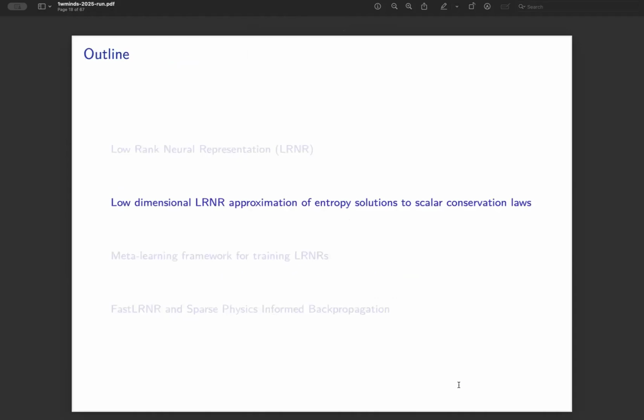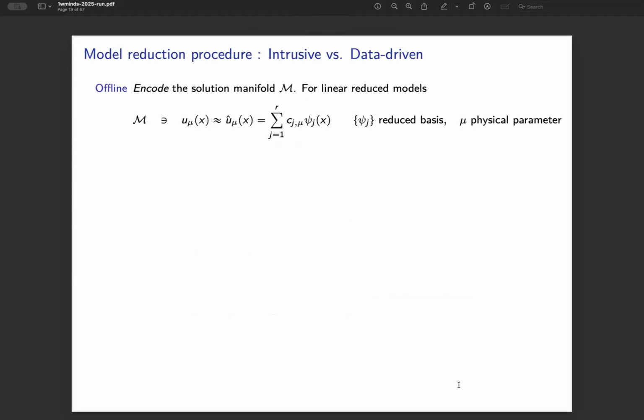Okay, so let me say something about how this construction is related to the entropy solution to scalar conservation laws. As you might have noticed, parametrizing the solution to a PDE so that you can exploit low dimensionality is, of course, not a new idea. In the field of model reduction, this is actually one of the key goals. And let me give you a very brief overview of how reduced order modeling, or model reduction procedures, work.